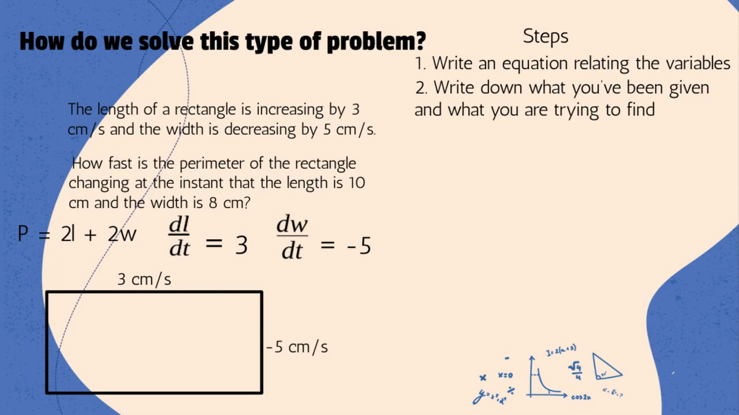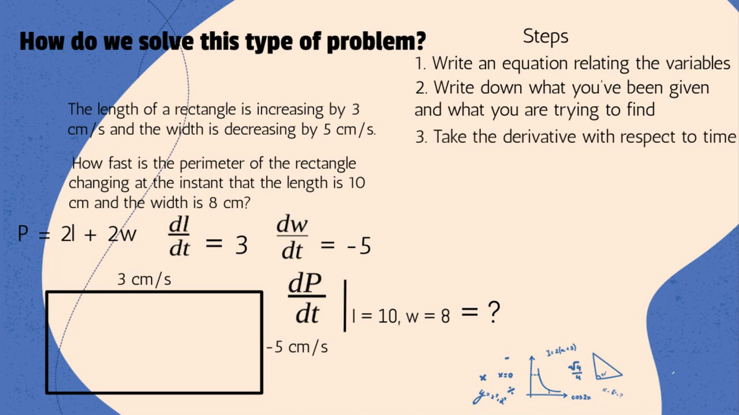We also have to write down what we are trying to find. The second part of the question says, how fast is the perimeter of the rectangle changing? So this means we have to find the rate of P, which would be dP/dt, in this case dP/dt when the length equals 10 and W equals 8. That's what we are trying to find. So now we can move on to the third step.